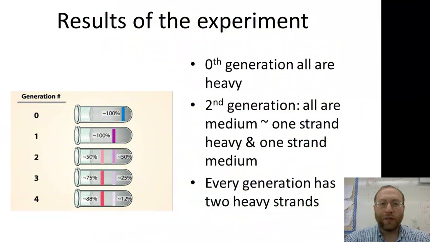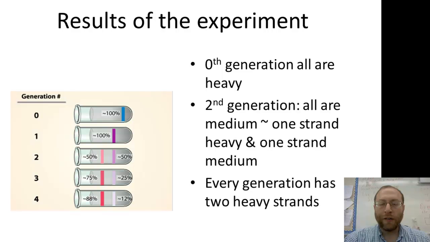So to summarize, here are the results of the experiment. In the 0 generation, all the strands of DNA are made of the heavy nitrogen, so it comes out as 100% heavy. In the first generation, we see that all of them are medium, and that tells us that when you have a medium, that means that 1 strand is old DNA and 1 strand is new DNA.